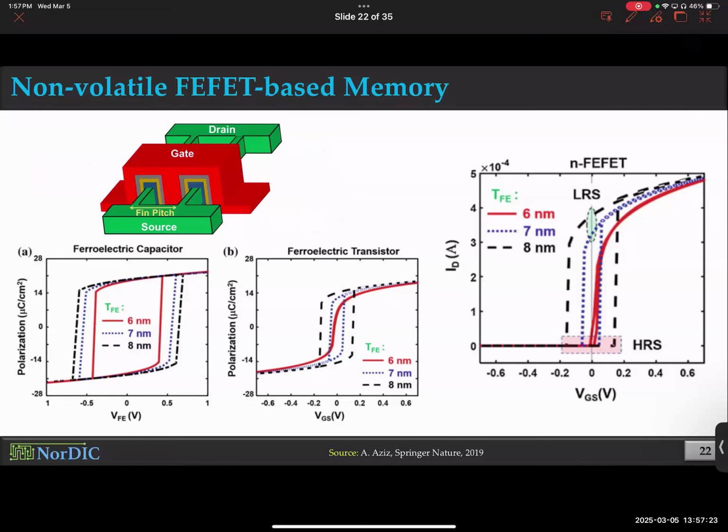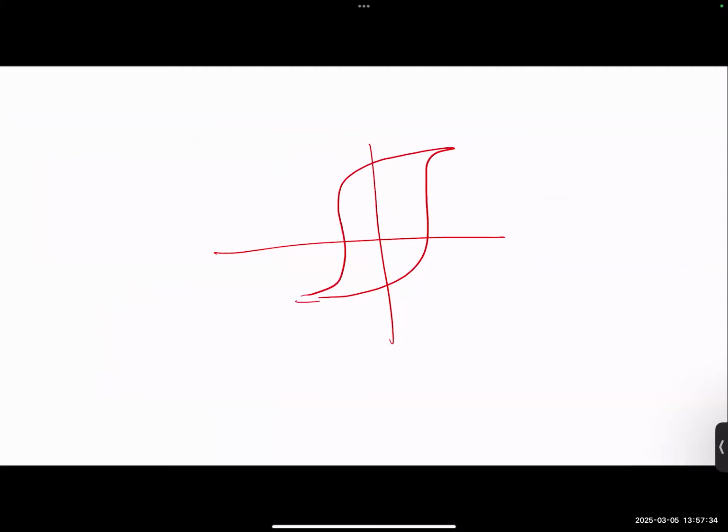Okay. Regardless, you end up with this polarization versus voltage characteristics. Have you seen this before? Have you seen this? Okay. Where have you seen this? Like in the very first slide, we started with this PV loop actually, right?